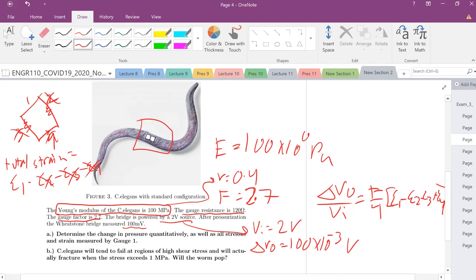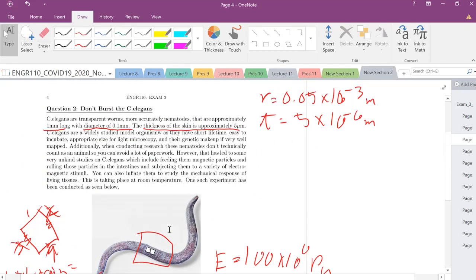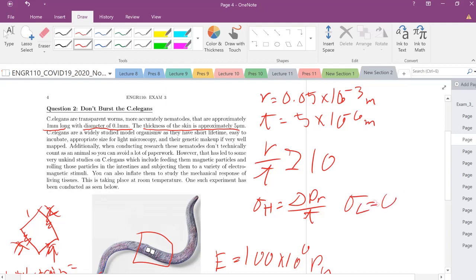So it says determine the change in pressure quantitatively. So again, we need to confirm that r over t is greater than or equal to 10. Once we do that, we could jump to our thin-walled pressure vessel. So delta P, r over t. We know that sigma L is equal to sigma H over 2.